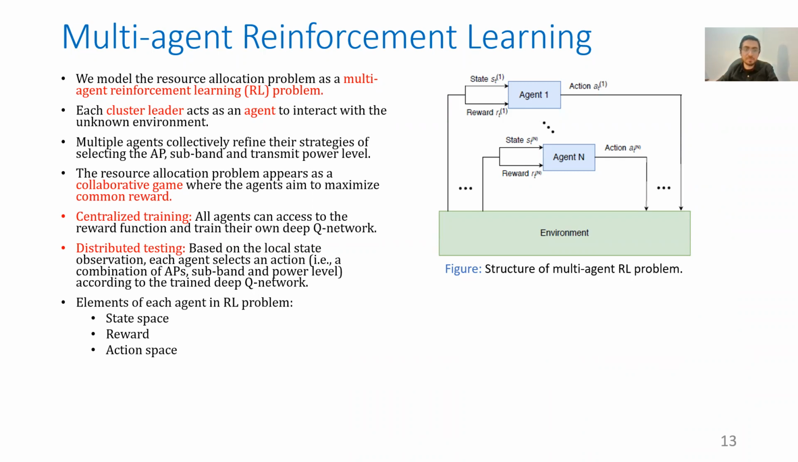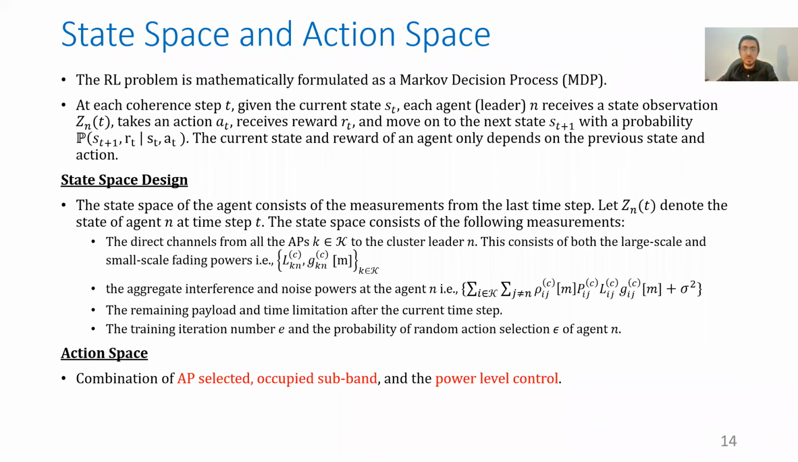There are three main elements for any resource allocation problem, which are the state space, action space, and reward design. For state space, we consider the measurements from the last time step, which includes the channels from the access points to the cluster leader, the interference at the agent, and the remaining payload and time. The action space consists of the combination of the access point selection, the subband, and the transmit power level.